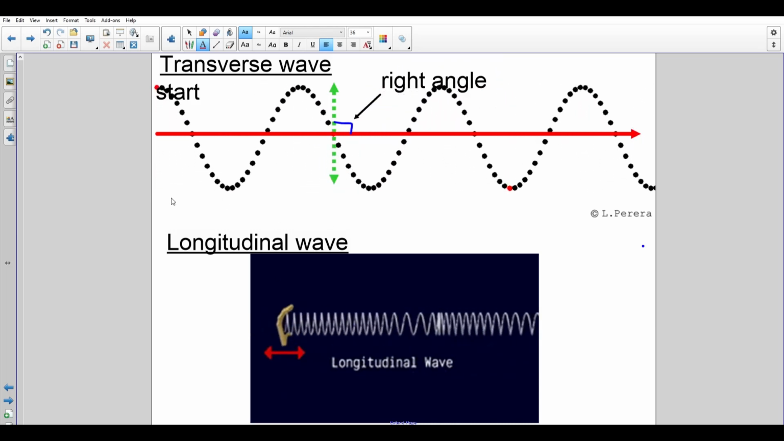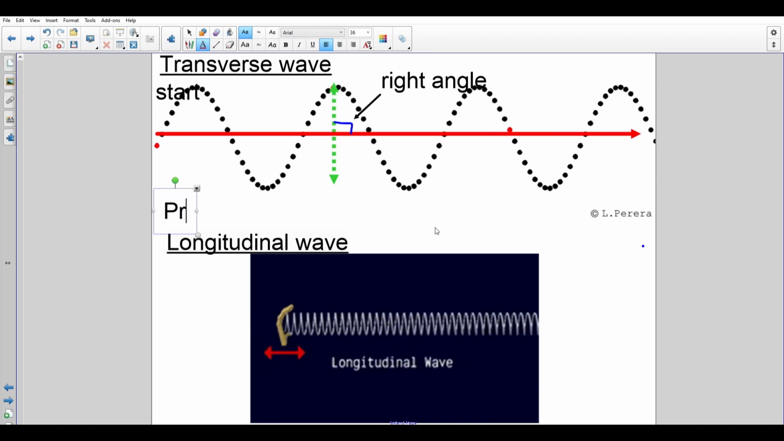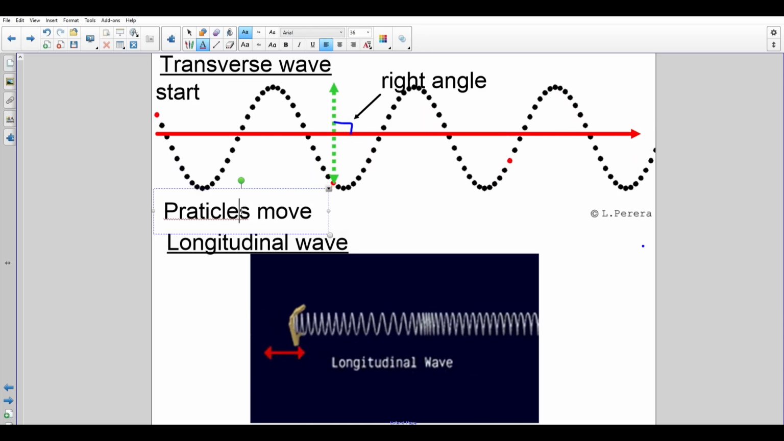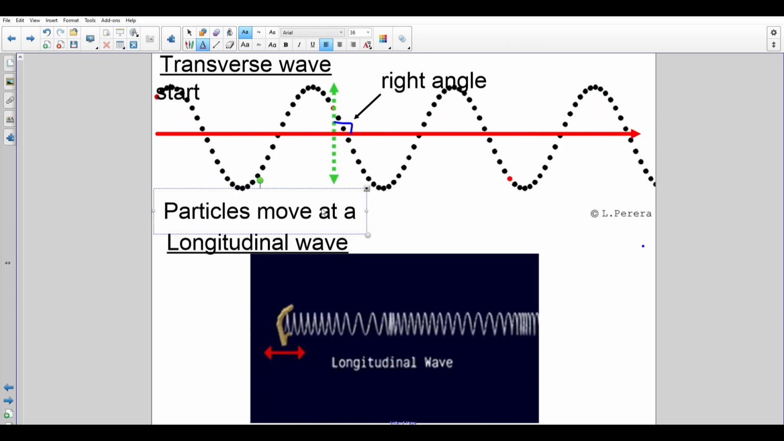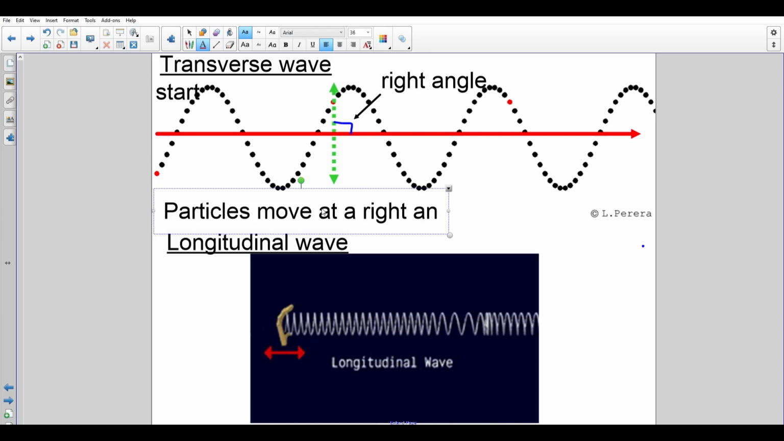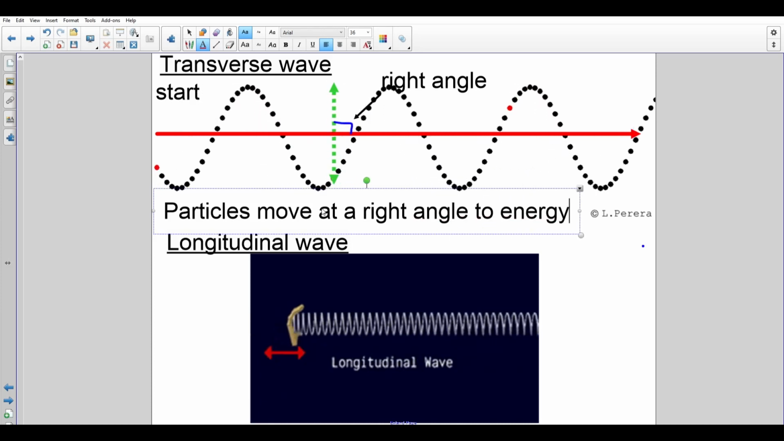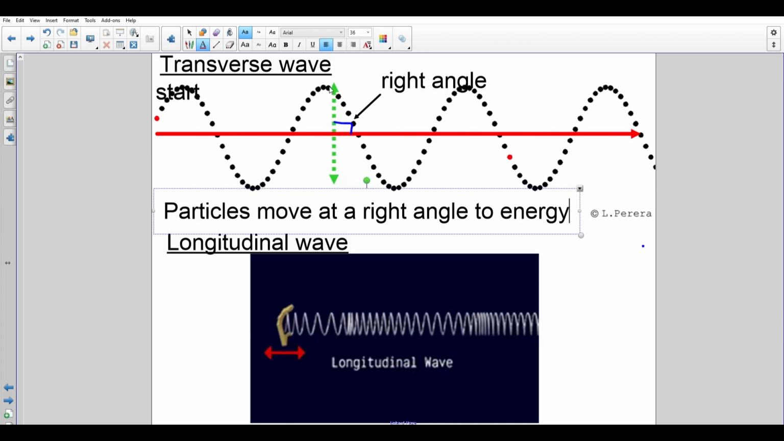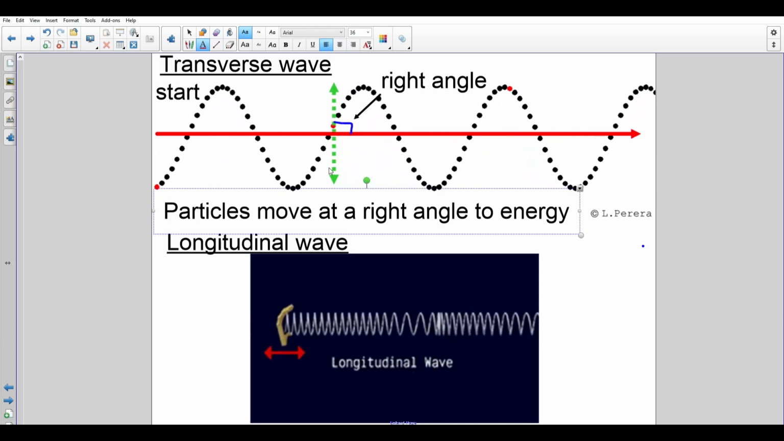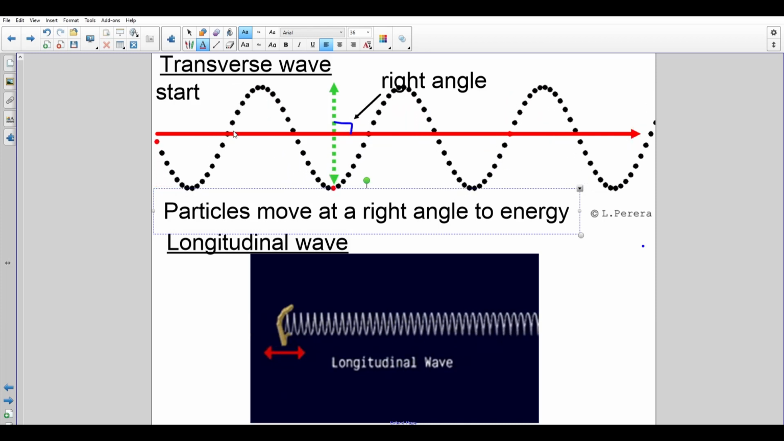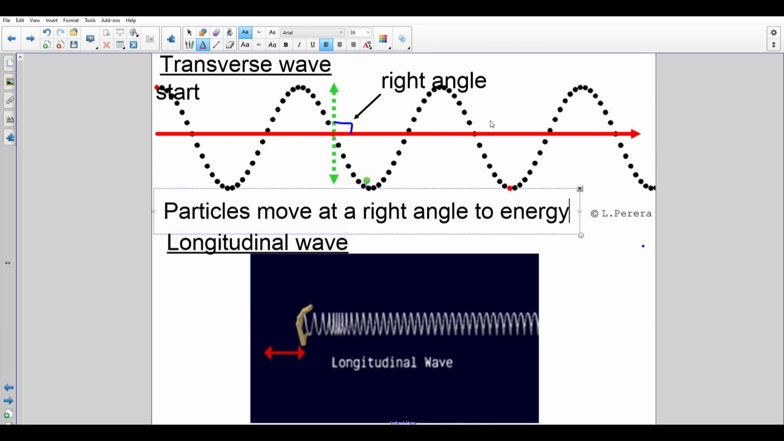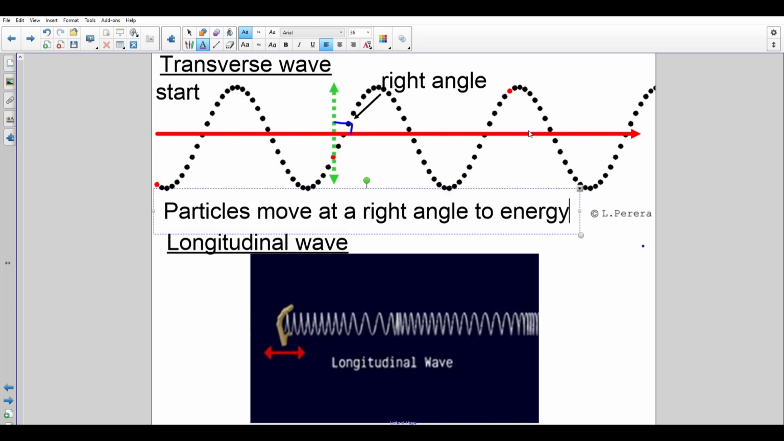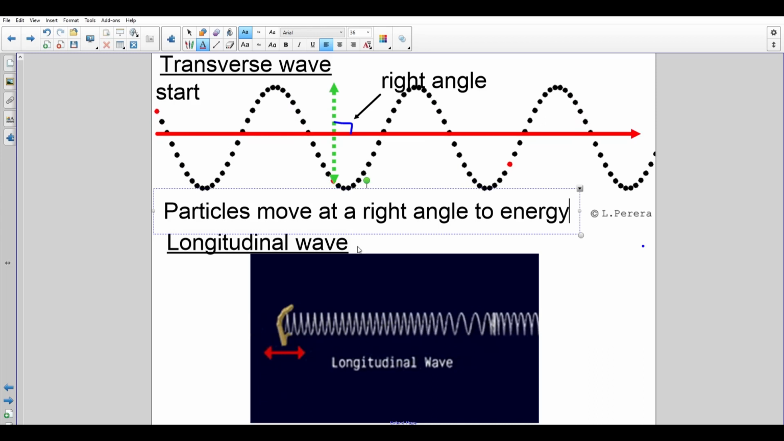that in a transverse wave, the particles move at a right angle to energy. And you see what I mean there? The particles are moving that way, up and down, or I could say side to side, or it could be forwards and backwards. But it's irrelevant really, as long as we know that it's a right angle to the way the energy moves. Because if I turn this on its side, it will be the same thing. So that's for a transverse wave.